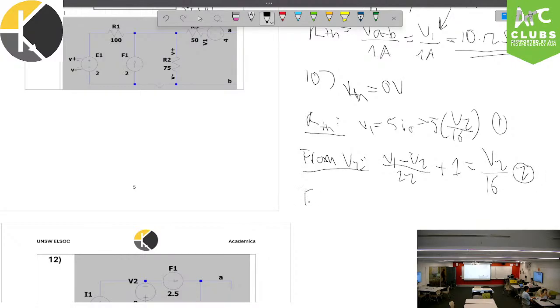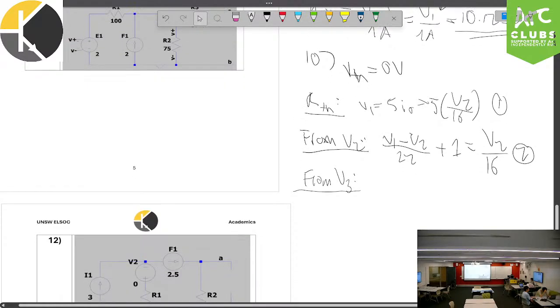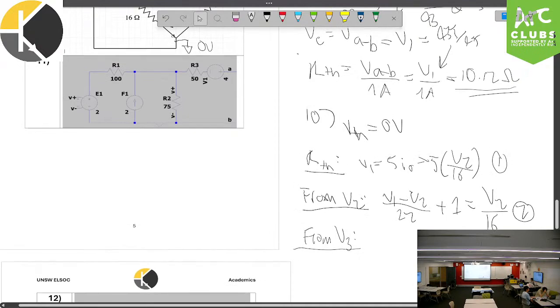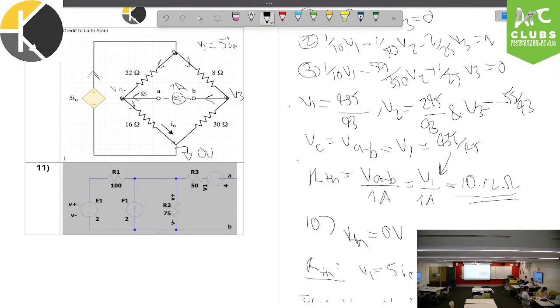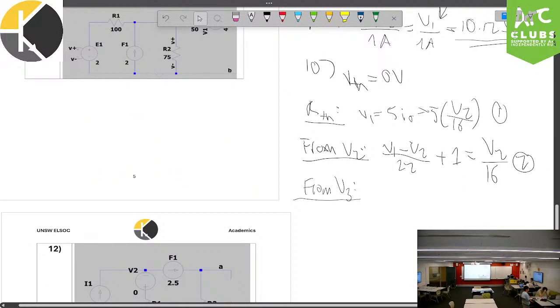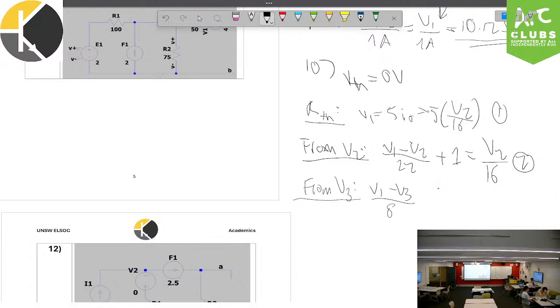And then from V3, we can do another KCL. We're looking at the current going out of this node, and the current going down here. We've only got one current going in, so that's going to be V1 minus V3 on 8, and that's equal to the one current going out plus V3 on 30, and that's our equation 3.